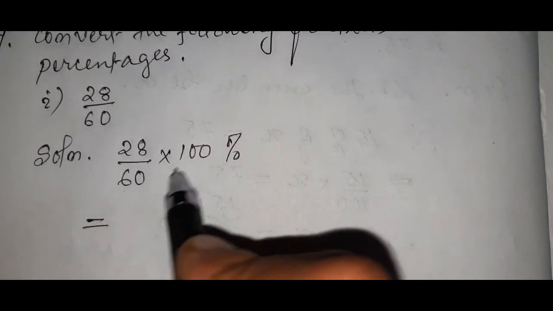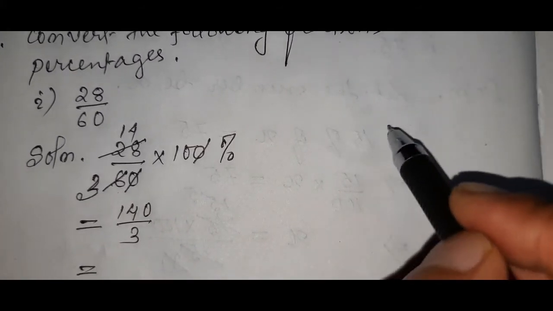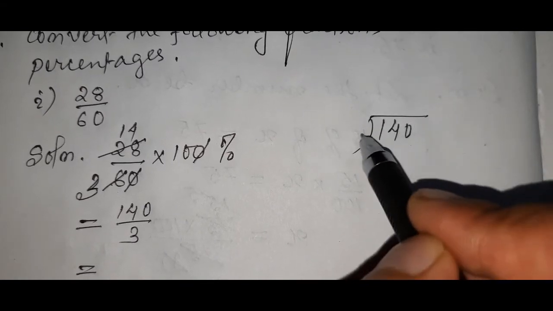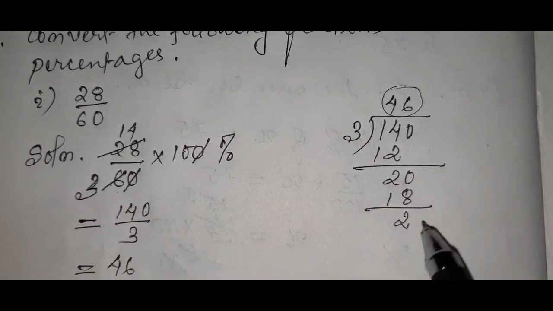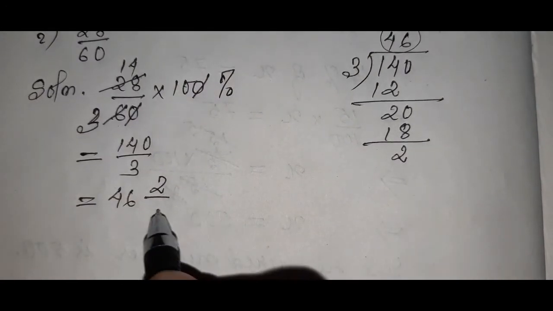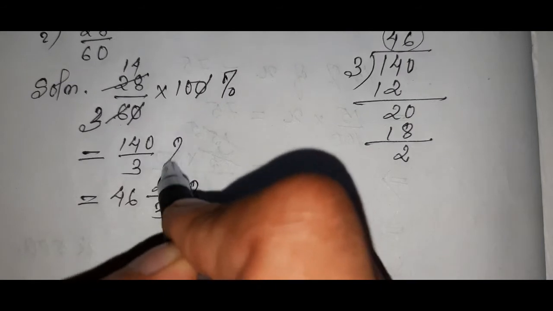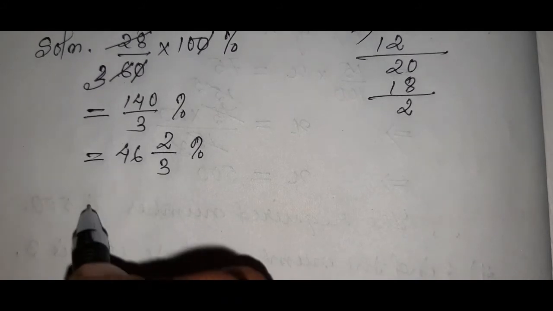Now let's cut 0 and 0 here. 2 3s are 6, 2 1s are 2, 2 4s are 8. So now you have 14 into 10 by 3. 14 into 10 is 140, and by 3. Now what we need to do is divide. So this is our quotient. The quotient you have to write here, and the remainder is 2. 2 will be up here, and then the divisor is 3. So this is our required percentage. Okay, let's see Roman number 3.